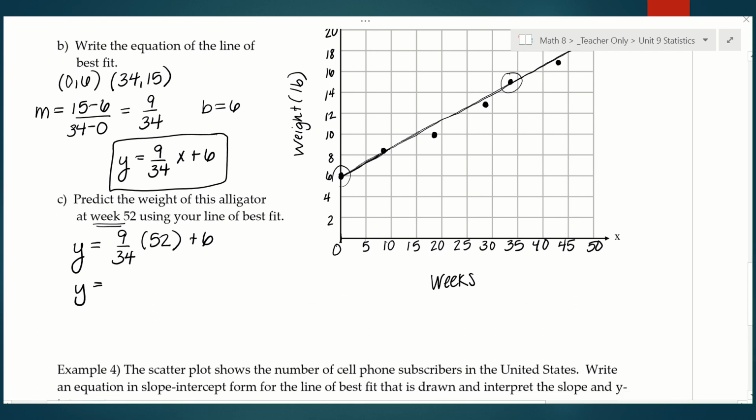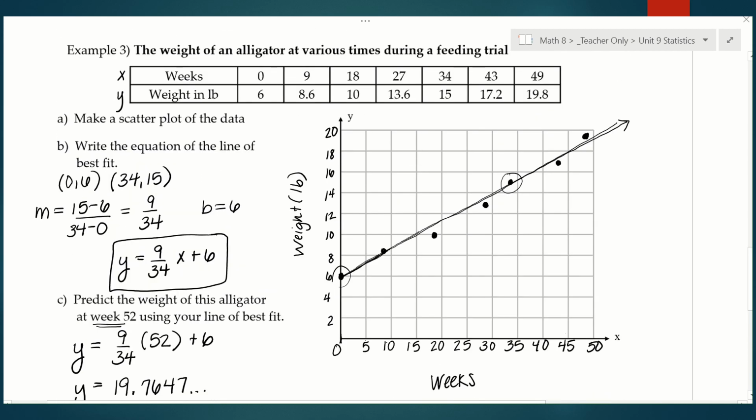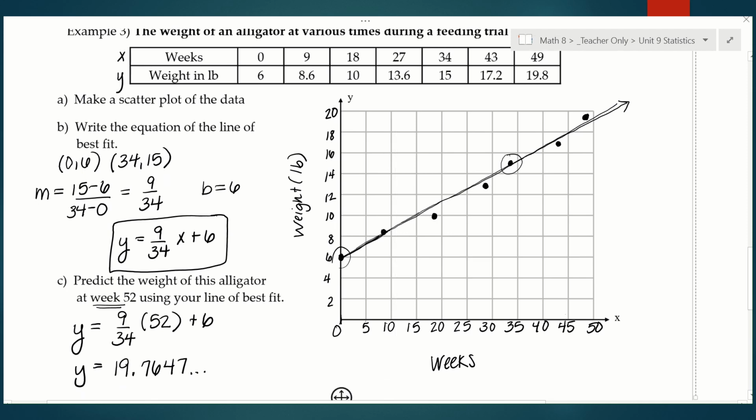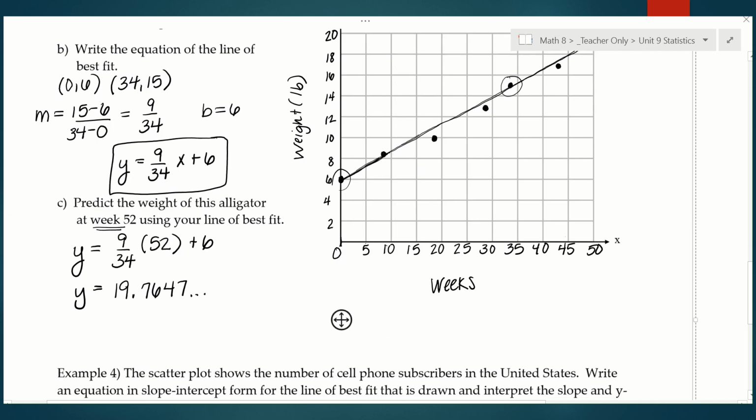I am getting a long decimal. I'm getting 19.7647... It doesn't say anything about rounding, so I'm going to just go to the nearest tenth since that seems to be what the weights in the table we're going by. So when I write my final answer, I'm going to say 19.8 pounds.